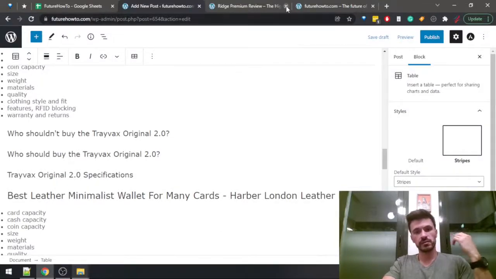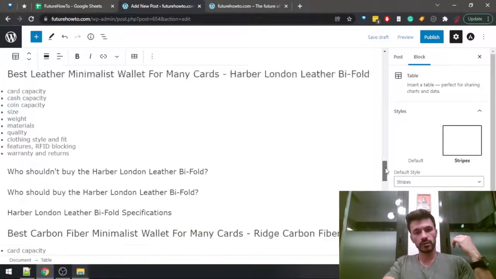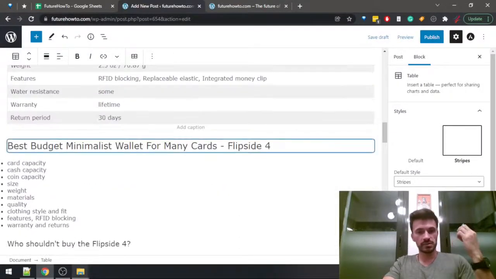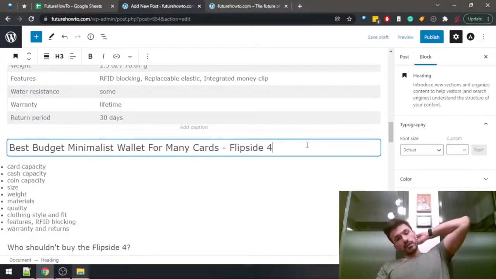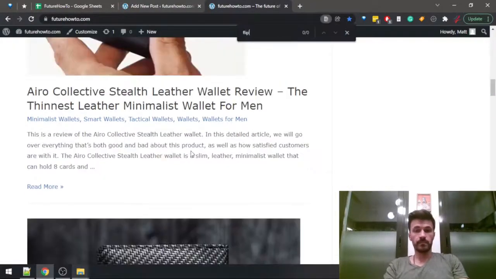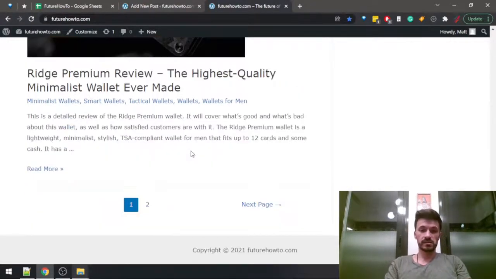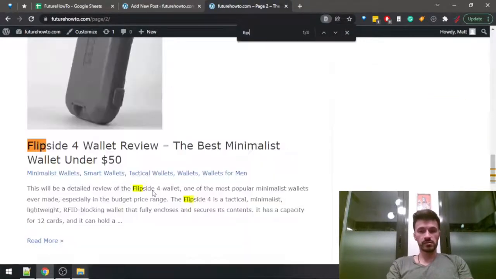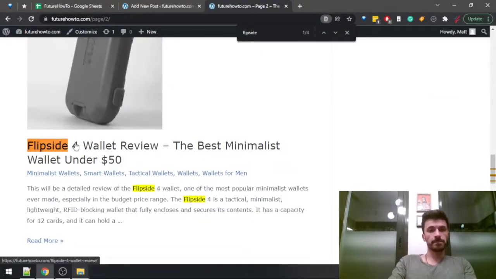Okay, let's do the other one, the second one. So this is the Flip Side 4. Best budget minimalist wallet for mini cards. Flip Side 4. Okay, I guess this was one of the first articles I wrote, I believe.